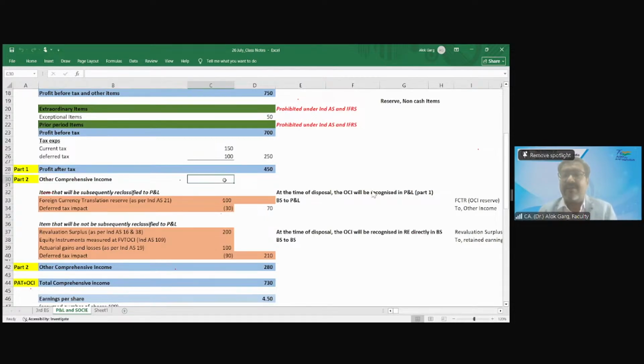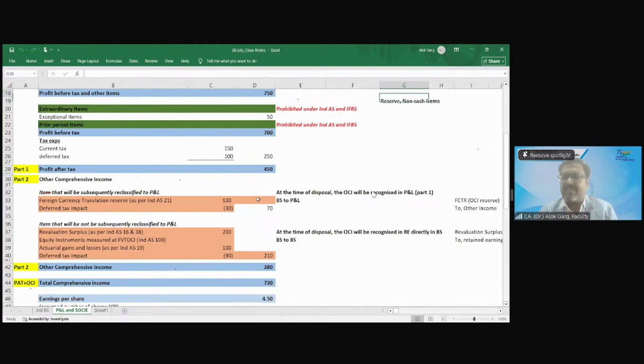And friends, this other comprehensive income does not mean only income. It also covers expenses. Right? So expenses have to be shown as negative. Friends, what is the concept of this other comprehensive income? Let me tell you with the help of an example.